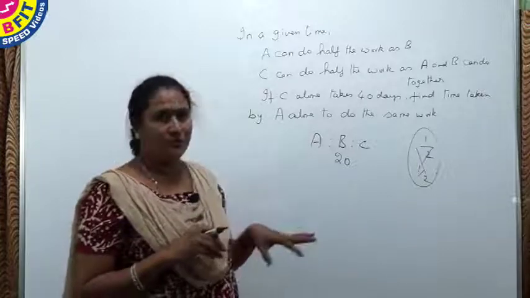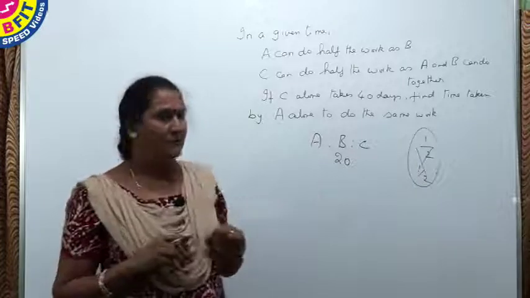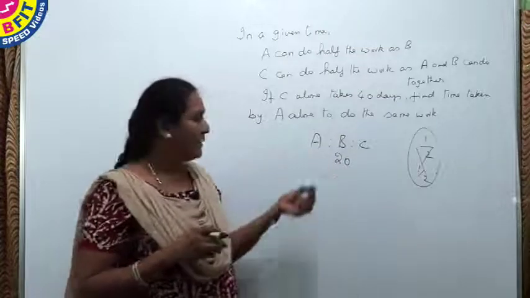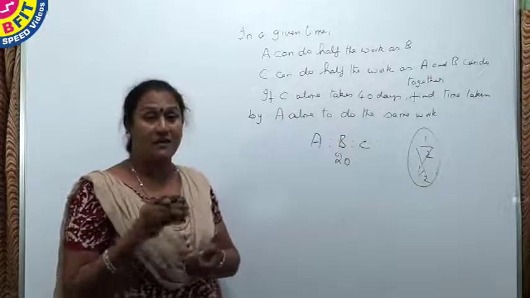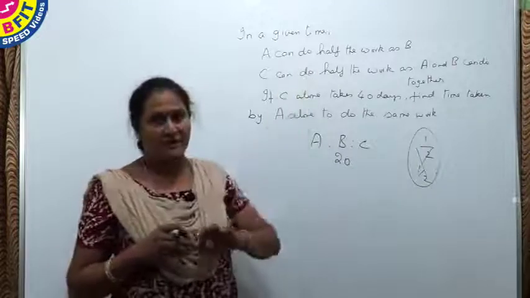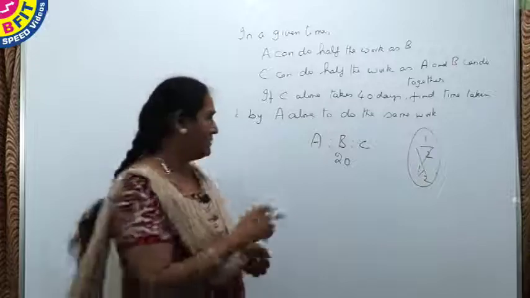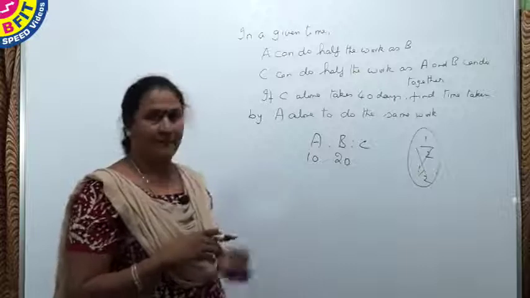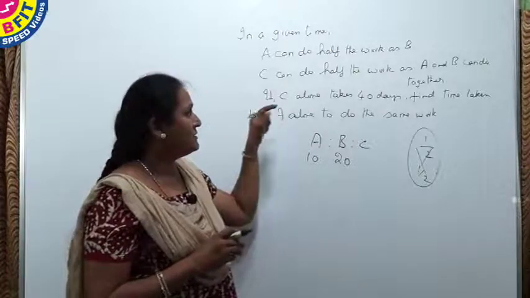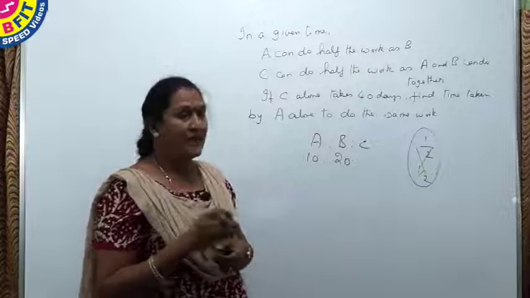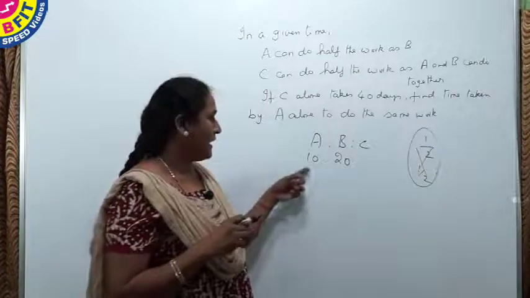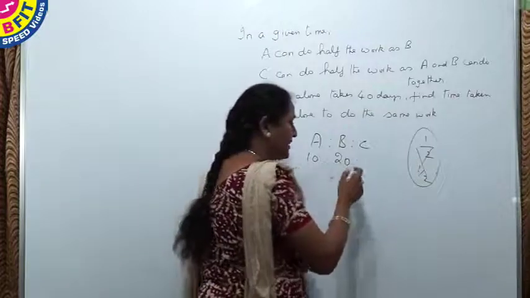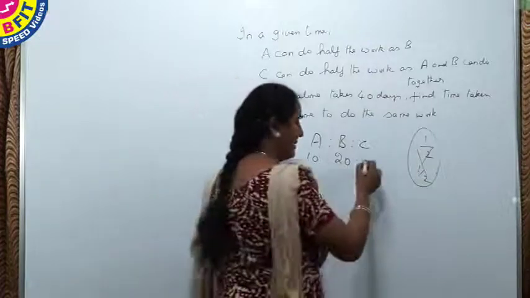So any value you take, you will end up with the same ratio. So you take any comfortable values. So if B can do 20 toys, how many toys can A do? A can do half the work as B. So if B is doing 20 toys, A can do only 10 toys in that time. And now the other detail is C can do half the work as A and B working together. So A and B together, they can do 30 toys. Now how many toys can C do? Half of 30, that is 15.